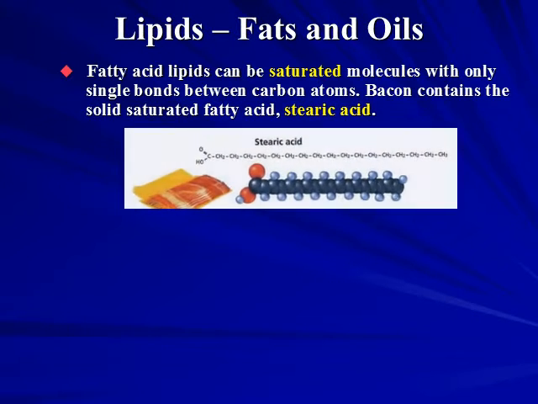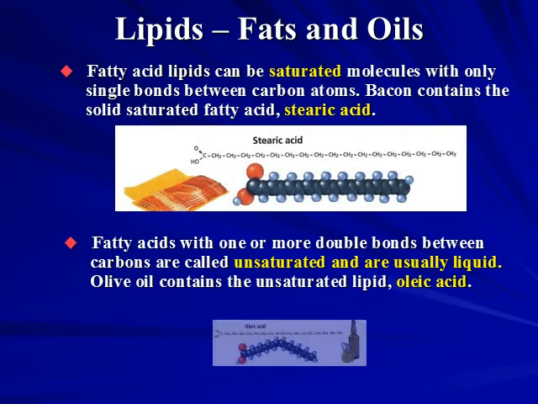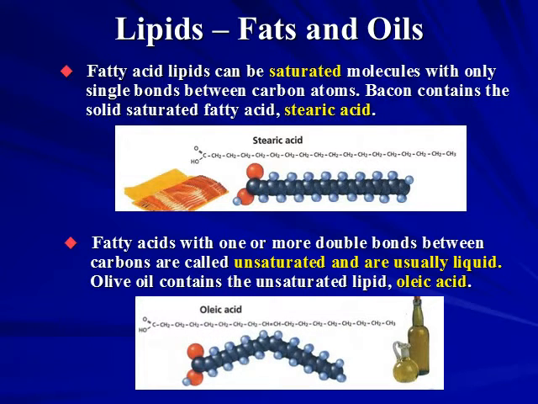Fatty acid lipids can be saturated molecules with only single bonds between carbon atoms. Bacon contains the solid saturated fatty acid known as stearic acid. It has 18 carbon atoms as shown in the diagram of the structural formula and molecular model. Fatty acids with 1 or more double bonds between carbon atoms are called unsaturated and are usually liquid. For example, olive oil contains the unsaturated lipid called oleic acid. Oleic acid has 18 carbon atoms, but has a double bond between carbon atom numbers 9 and 10. This makes the molecule have the bent shape shown in the diagram.